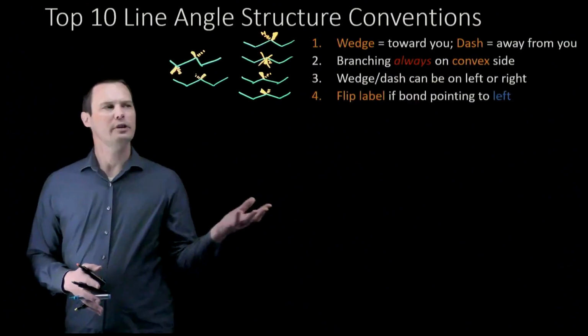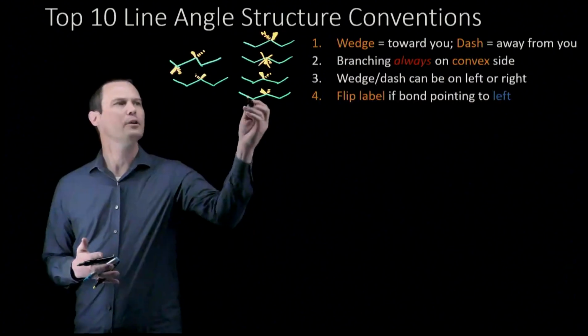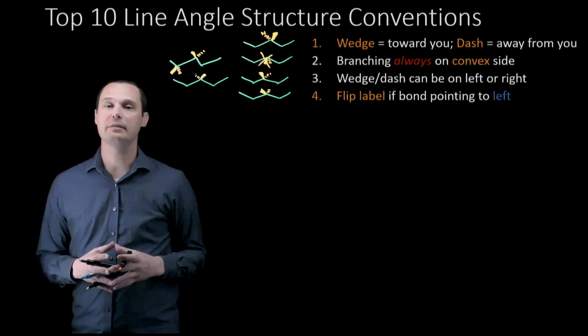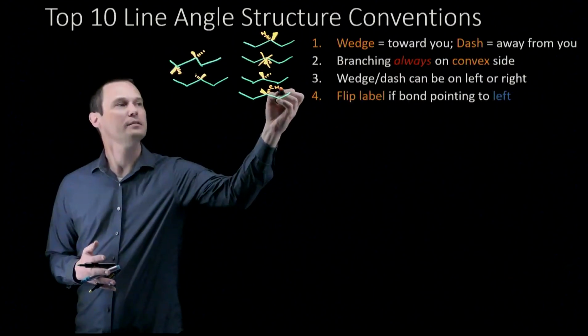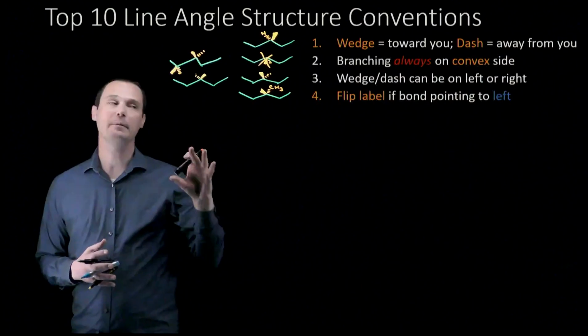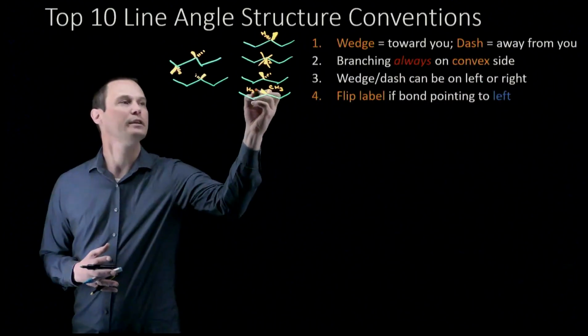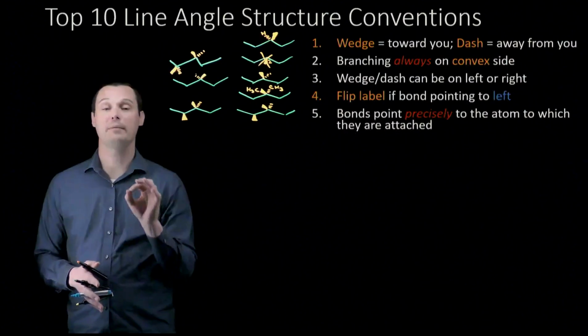Point number 4 is that you need to flip the text label if the bond is pointing to the left. What do I mean by that? If there are, say, CH3 groups at the ends of each of these bonds, and this dash bond is pointing to the right, we would write the CH3 group as normal. But when the wedge is pointed to the left, we need to flip that label and write H3C instead, which leads directly into the next point, which is a huge pet peeve of mine.